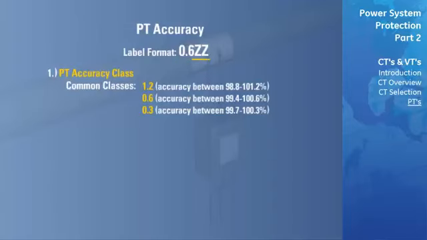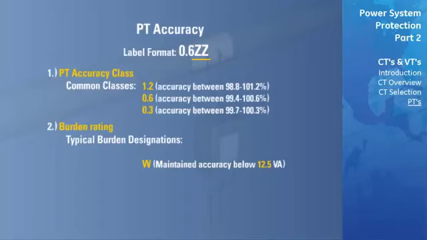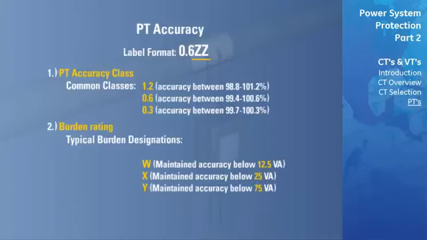The next character in the label is a letter designating the burden rating. The typical burden designations and their corresponding ratings are as follows. The W rating indicates the PT will operate accurately as long as the burden doesn't exceed 12.5 volt-amperes. The X rating indicates the PT will operate accurately as long as the burden doesn't exceed 25 volt-amperes. The Y rating indicates the PT will operate accurately as long as the burden doesn't exceed 75 volt-amperes.